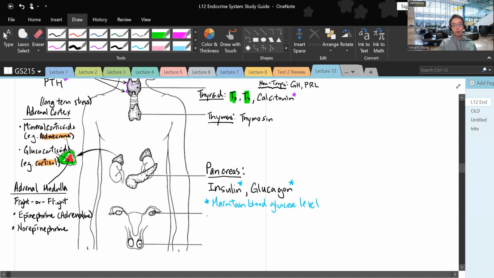Next, we have the ovaries. Ovary, just one of them here. And that, of course, will secrete estrogen during the first half of the cycle, right? The follicular phase, and it will be releasing the progesterone during the luteal phase, second half. We have the testicle here, testis, we can say, and that releases the testosterone.